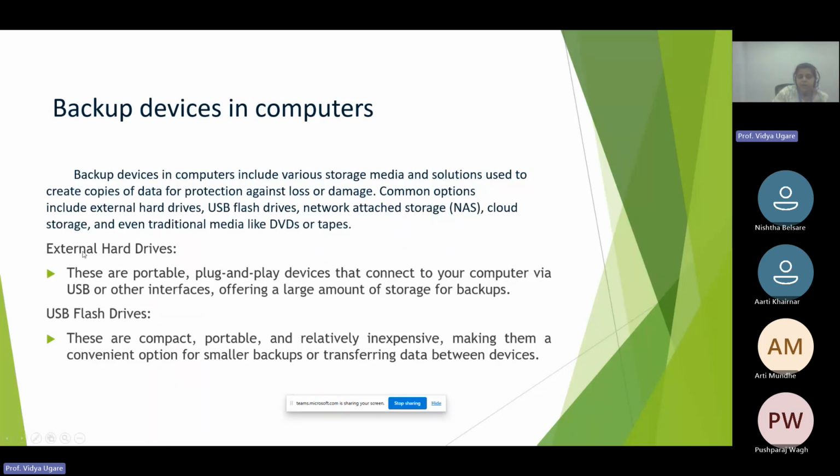Because internal means, for which you need to open the cabinet of your system box, you need to connect the cable of the hard disk drive to the motherboard, then it will start. That is the internal hard disk. But we don't take backup in the internal hard disk, because if the hard disk fails, the backup also fails. So always keep a backup in a different drive. It can be your external hard drive, it can be your pen drive, which is very inexpensive and affordable for every single user. Very convenient method of keeping the backup.